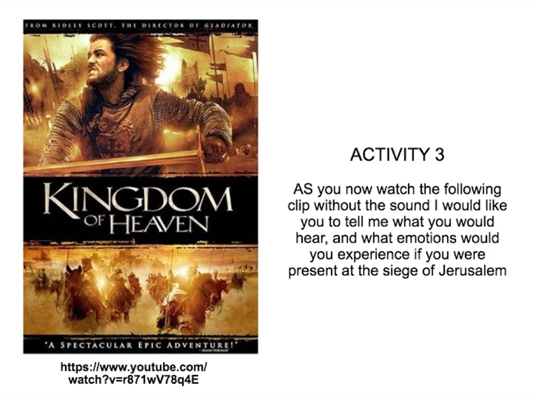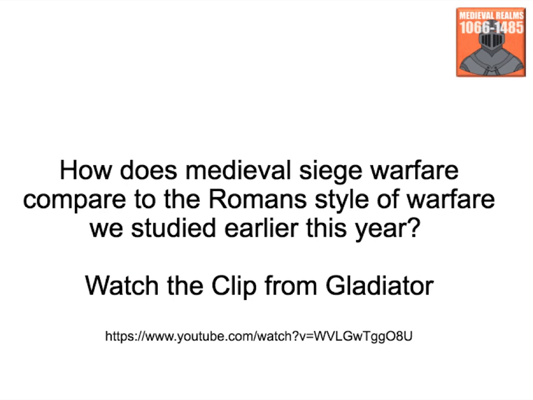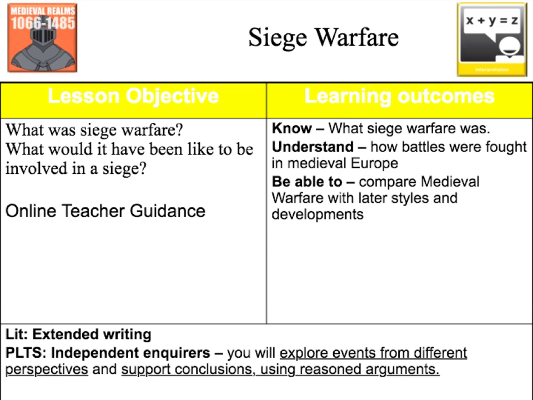Now then, this can be compared against the reconstruction in Ridley Scott's film The Kingdom of Heaven, YouTube clip provided, and of course this is hyperlinked through to that particular film. So then, how does medieval warfare compare to Roman warfare? This can then be compared against the clip from Gladiator, which is hyperlinked, to revisit the aims at the end of the lesson.